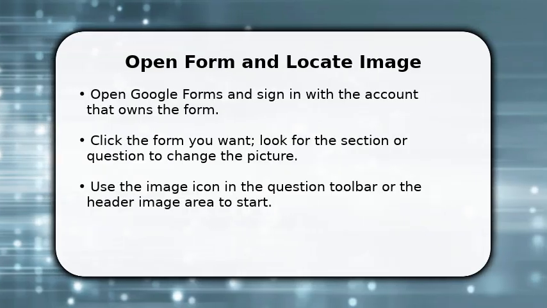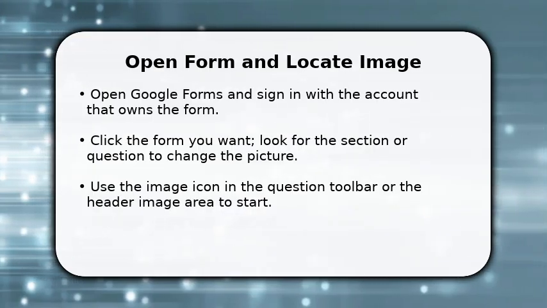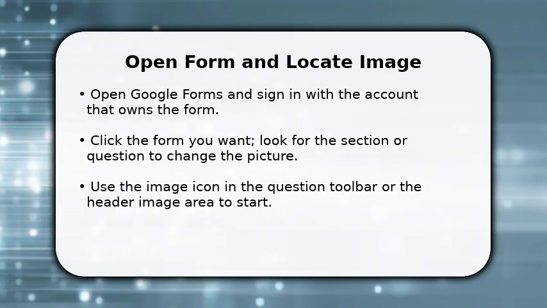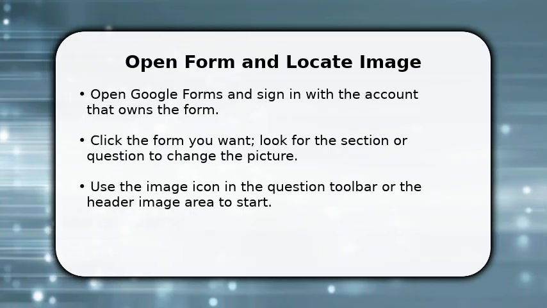You start inside Google Forms with the specific form open. This matters because permissions control image edits. Click the question or header where the picture belongs, then choose the small image icon that appears on the right or in the top header.